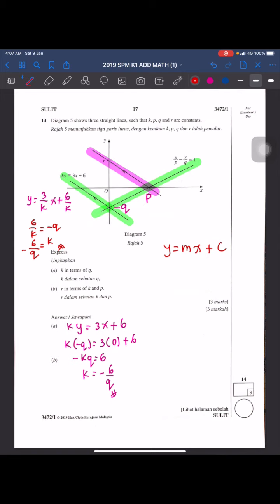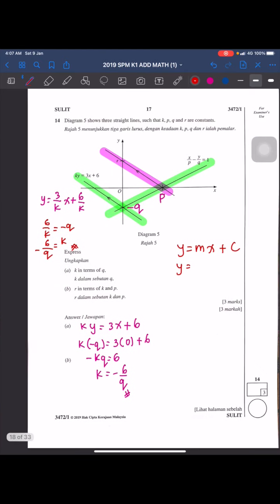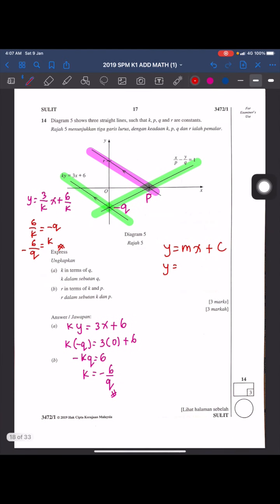So y equals to, okay, m gradient saya sama kan dengan ni, this one. Okay, so 3 over k. Okay, x is x plus, okay, y-intercept adalah r. So equals to r. Okay, kalau perasan saya punya ni memang dah dalam ada R, ada K. Okay, next P yang tak ada. Okay, mana yang ada P? Pap, di sini ada koordinat P.